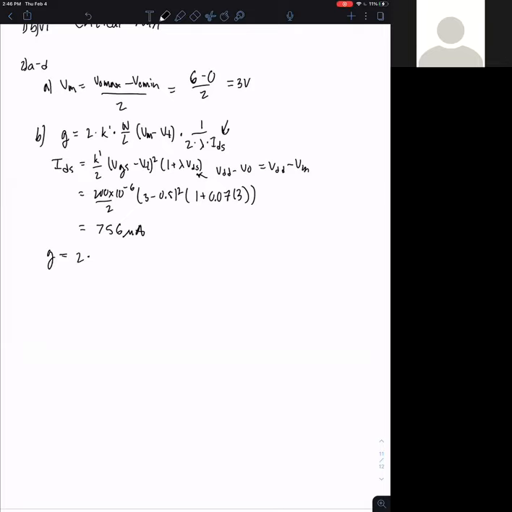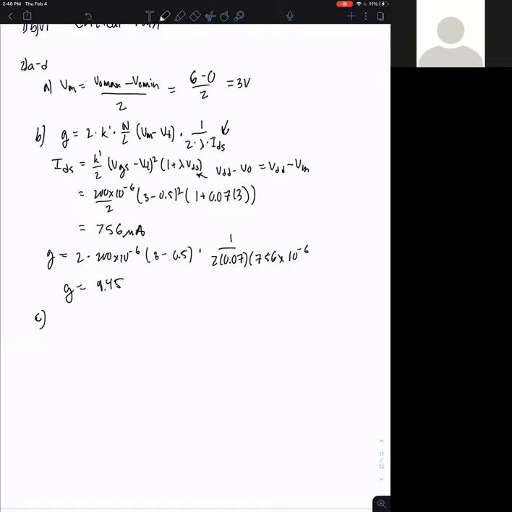And now that we have the current, we can solve for the gain. So 2 times K prime, which is 200 times 10 to the negative 6, times 3 minus 0.5, times 1 over 2 times 0.07 times 756 times 10 to the negative 6. And here G is equal to about 9.45.